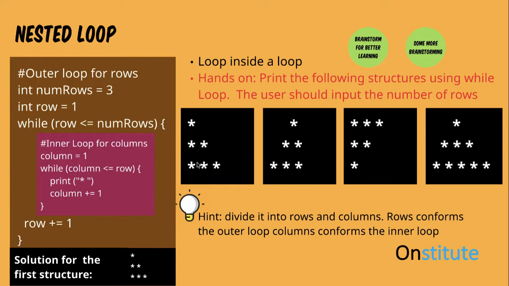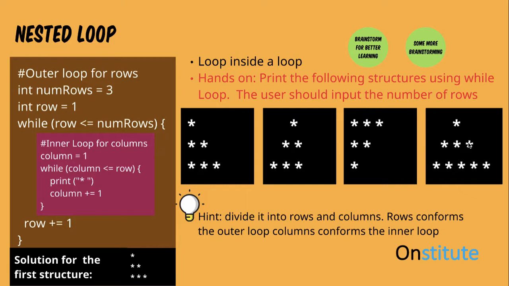So if you try to write it down programmatically, that means you have to use a while loop where the column will start from 1 and it will iterate until it is equal to the row. And then for each iteration, you have to print the star. And finally, you have to increment the column variable by 1 to get this structure printed. All the other structures over here are left for your hands-on experience.